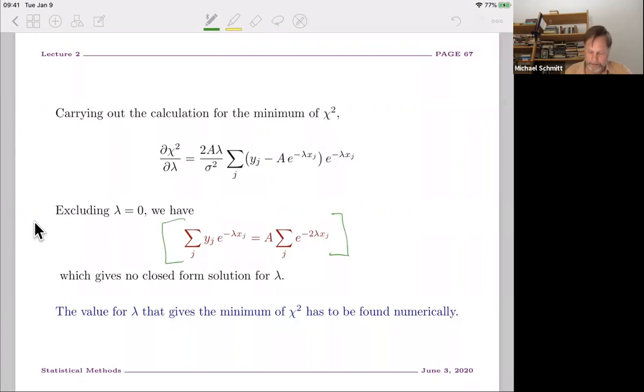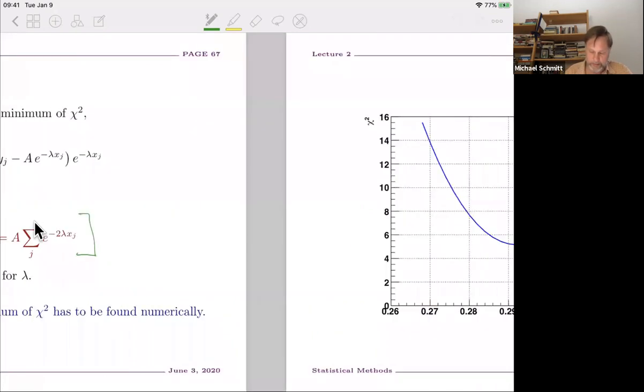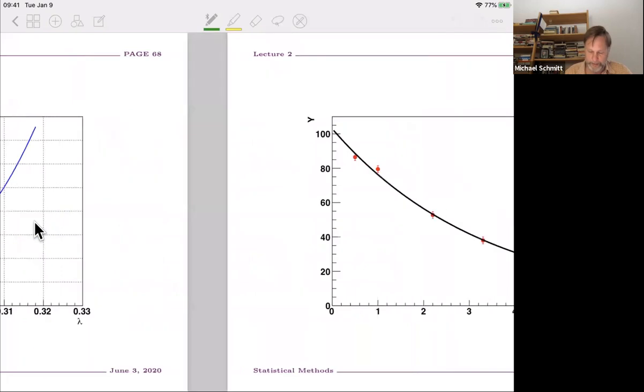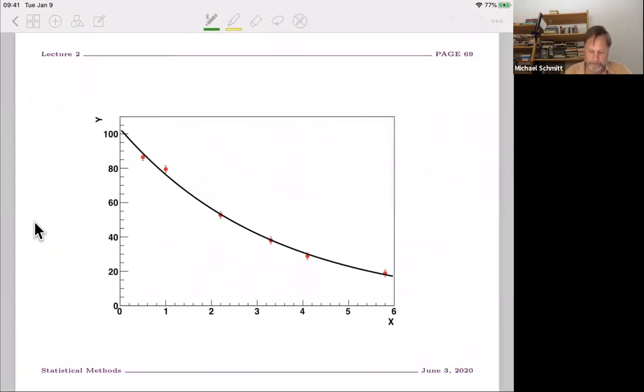Okay, so in the case of this function, I went ahead and I minimized chi-squared, so I figured out what is the best value for lambda. And then when I use that best value, it very nicely passes through the points and gives me what looks like a good fit.